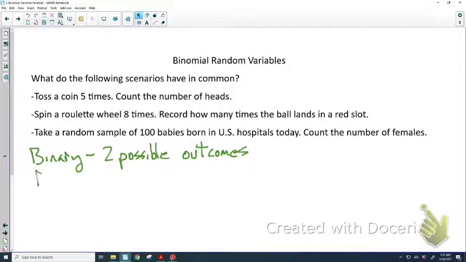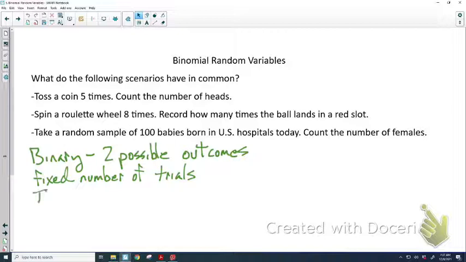There's a fixed number of trials. We're flipping a coin 5 times, spinning a wheel 8 times, sampling 100 babies. So this isn't an infinite process where we decide ahead of time how many times we're going to do it. That's another property of binomial.